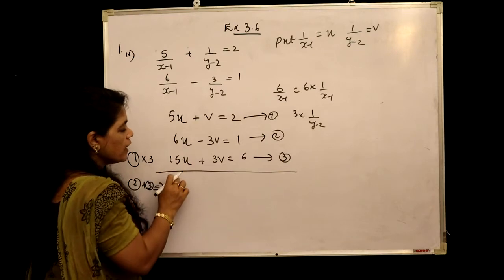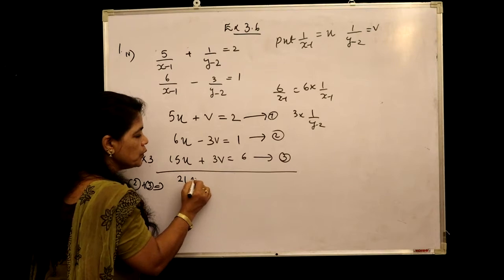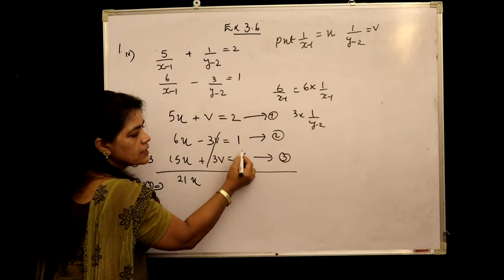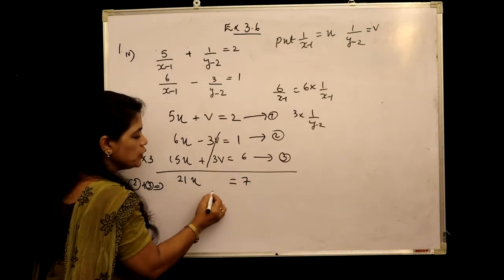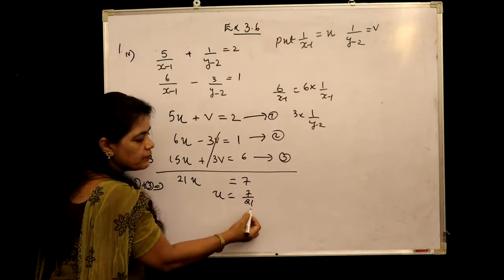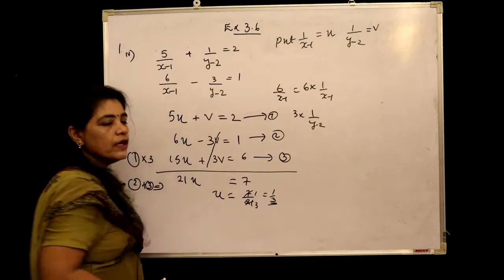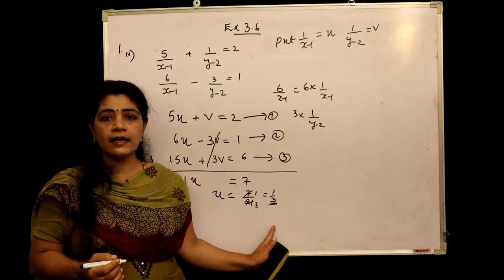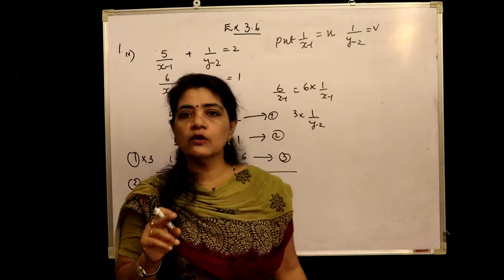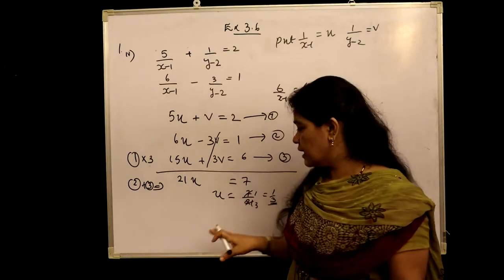Okay. So here we are adding: 6 plus 15 is 21u. The v term gets cancelled when we are adding. So this is equal to, on the RHS, 1 plus 6 is 7, and u is 7 by 21. Both are multiples of 7: 7 in 7 one time, in 21 three times. So 1 by 3. We got the value of u as 1 by 3. That idea is clear, children? And see, whichever term's coefficient we make the same, that term gets eliminated, and we get the other variable first.